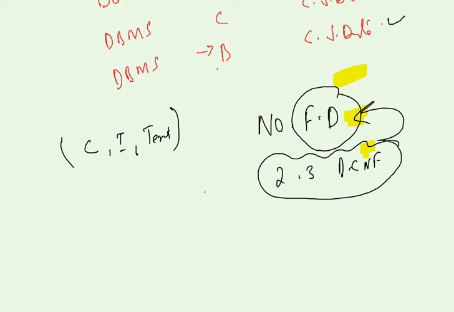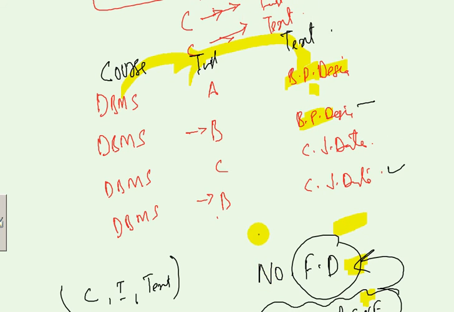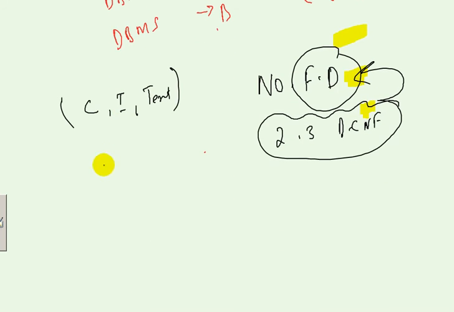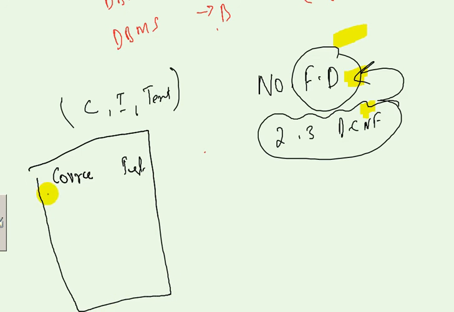But this table is already in BCNF, yet still has problems because of multi-valued dependencies. You getting the situation? So how to fix it again? By decomposition. We'll decompose the table like this. We'll make one table of course and instructor. Another table of course and text.